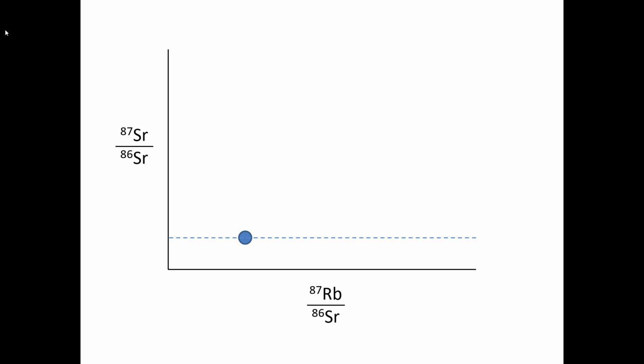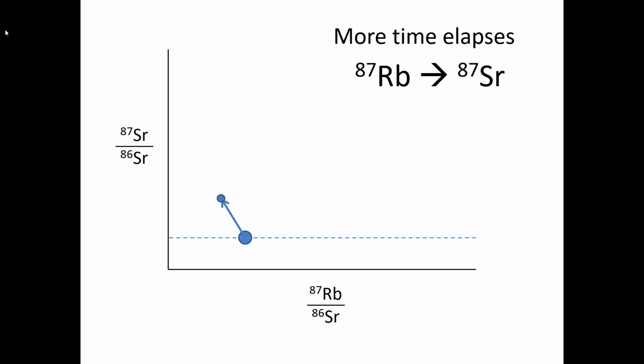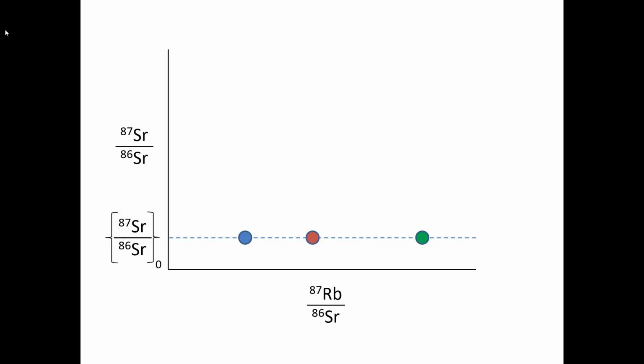We know already what happens. We talked about this with 1, right? As the rock ages, it's going to move off to the upper left, slope of -1. It's going to lose rubidium and gain strontium like that, right? And that's going to happen for every one of these. So let's go back to our example with 3 and see what happens.